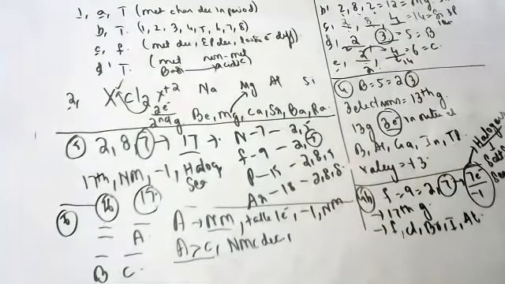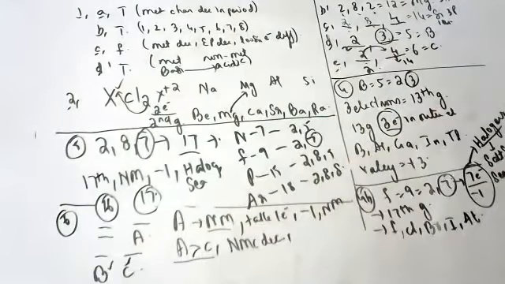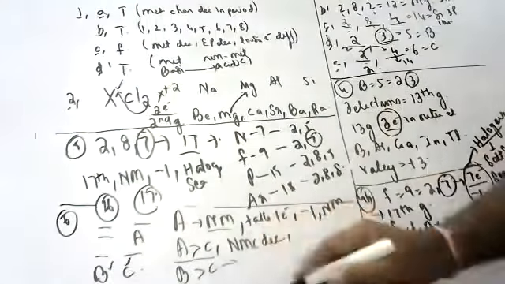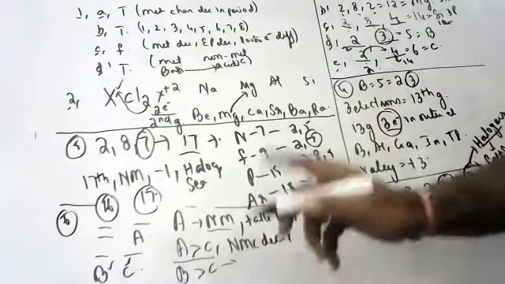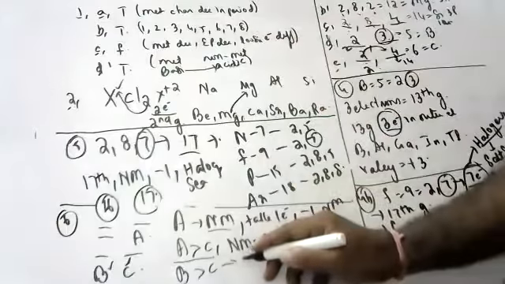Okay, children. And next one, which is larger, B or C? Which is bigger in size? B is bigger in size because along a period atomic size decreases. You should write B is bigger than C, and then write that atomic size decreases in a period.